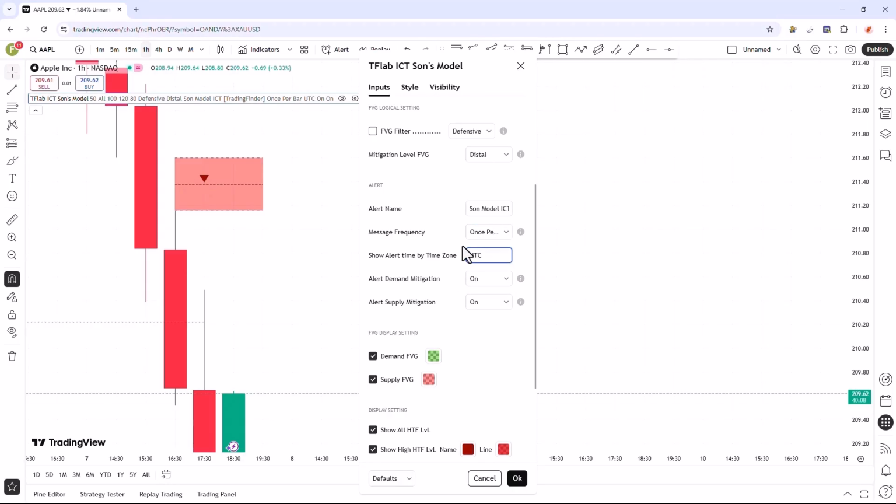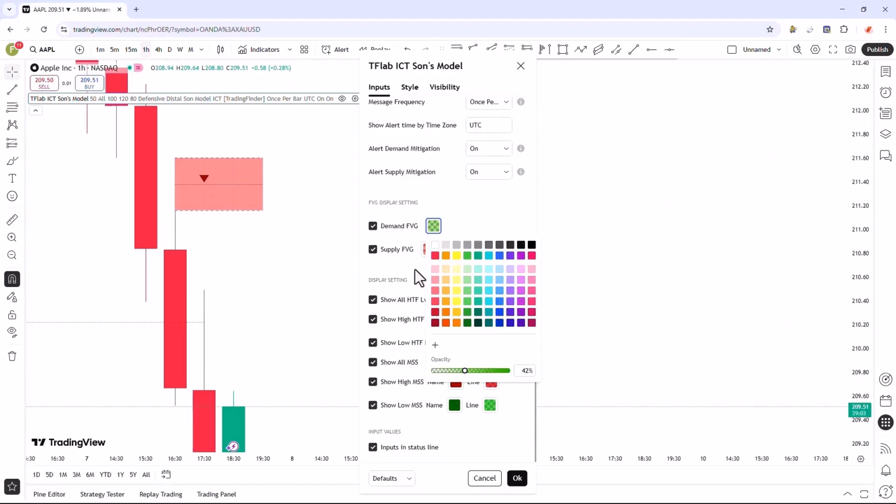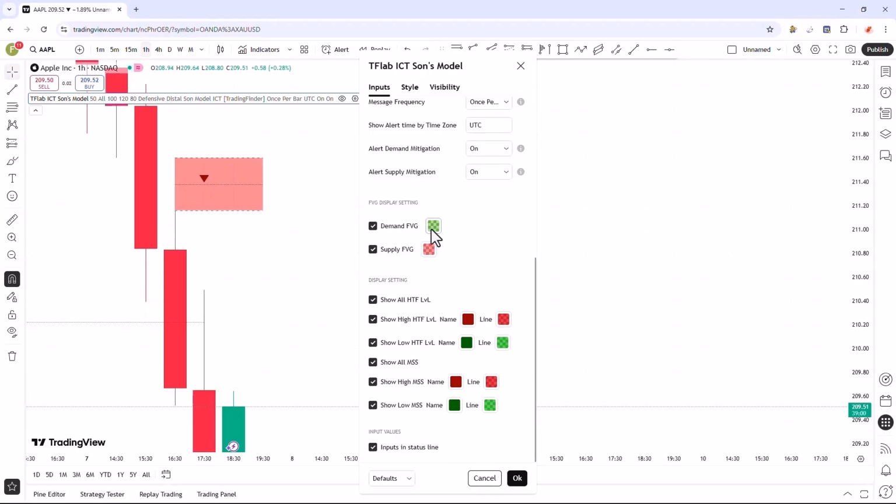In the next option, we can set the alert time based on our desired UTC time zone. In the following options, we can have it send us an alert if the demand or supply zones are mitigated, or we can disable these options. In the next sections, there are options to show or hide the FBG demand zones and FBG supply zones. And in the section opposite, we can select our preferred color for each FBG zone and change the colors as we wish.